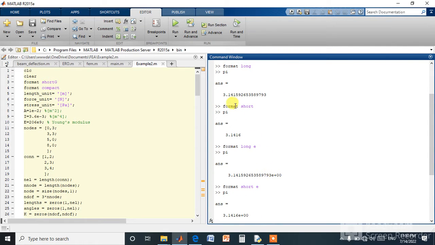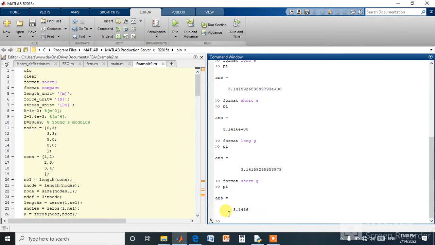I'll start with short. Now this is short. Short is 3.1416. Short G 3.1416. We can see that they both gave us the same result. Now, is there any difference between the two of them? There is actually little or no difference.